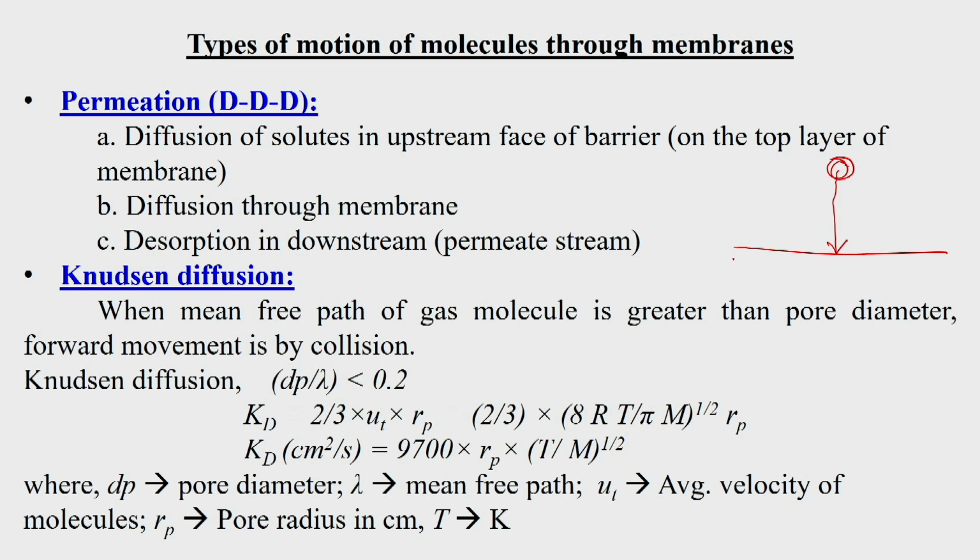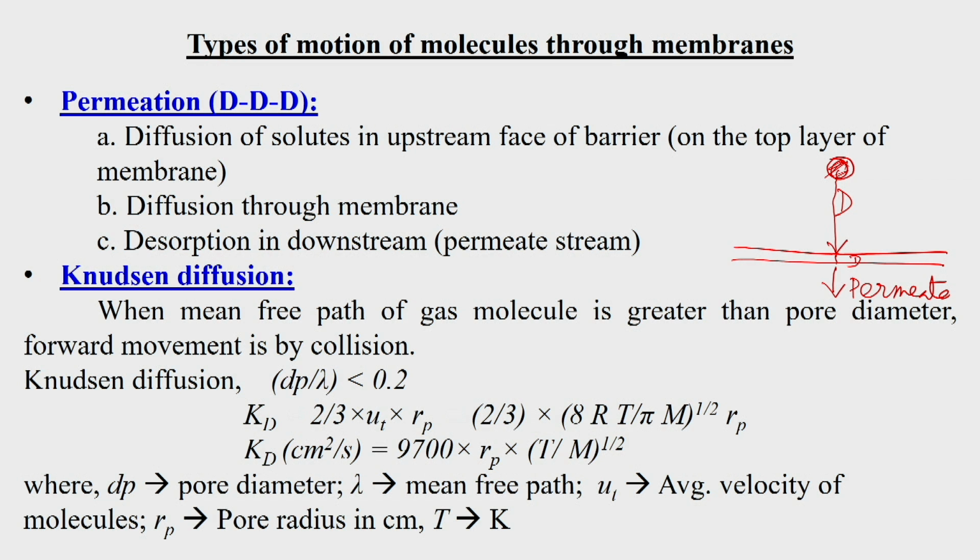Then the second step is the diffusion of the solute particle, the target component or molecule, through the membrane. So the first D is diffusion to the surface, then diffusion through the membrane, and the third D is dissolution in the downstream, or permeate side. Okay. Then another molecular movement is called Knudsen diffusion.